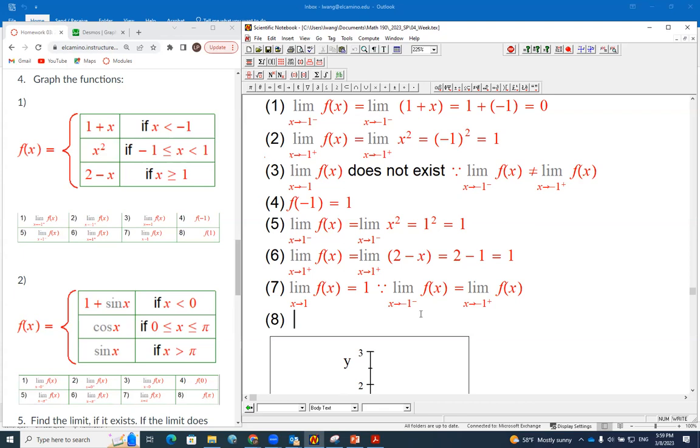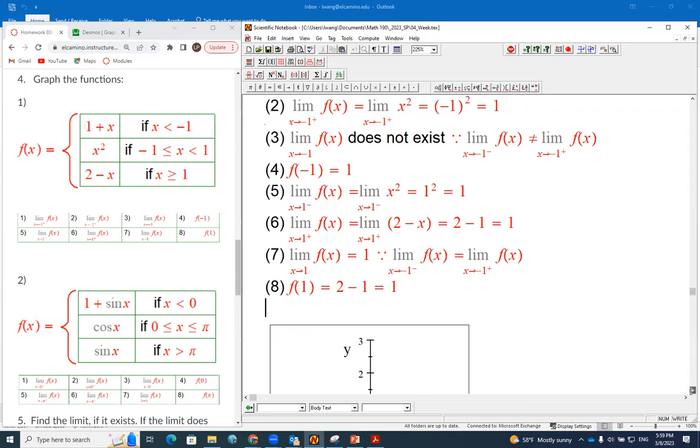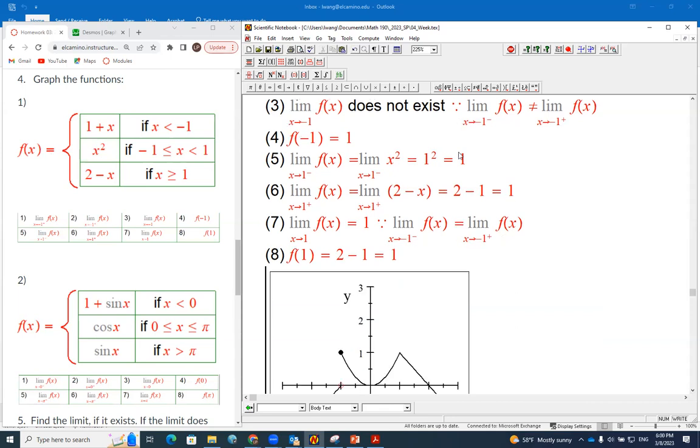Okay, of course, number 8, f of 1, what does that equal to? F of 1 will apply the rule 2 minus x. So it's 2 minus 1 equals to 1. Okay, that's all you need to show. So whether you have the picture or not, you need to constantly refer to the rule, and that's all you need to do.